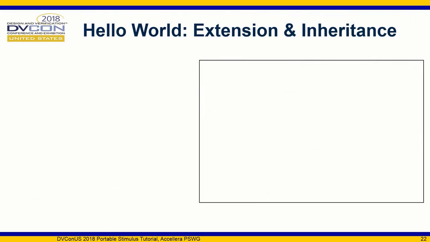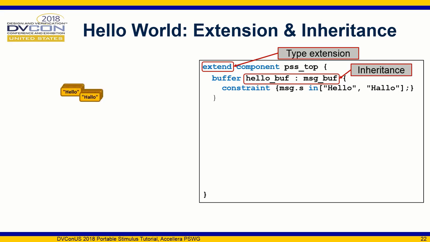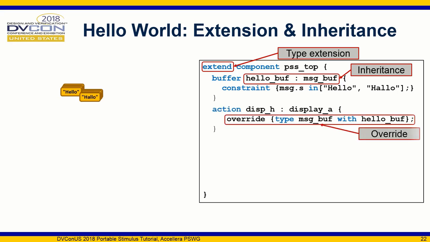We also have extension and inheritance. So we can say, okay, I'm going to extend my component, and I'm going to add in there a definition of a new buffer, and this buffer inherits from the message buff type. I'm going to call it hello buff, and I'm going to add my constraint there. So I can build my constraints directly into the data flow objects if I want. I can also build them into actions as well.